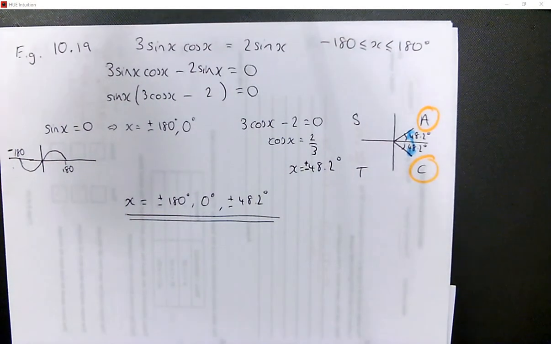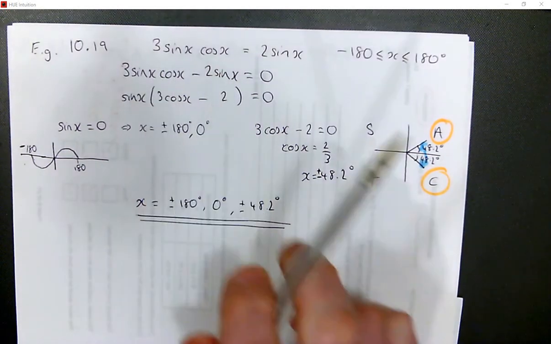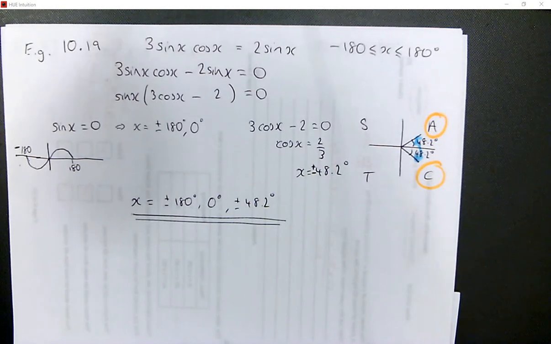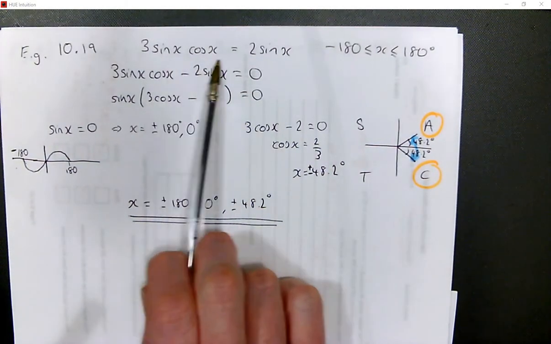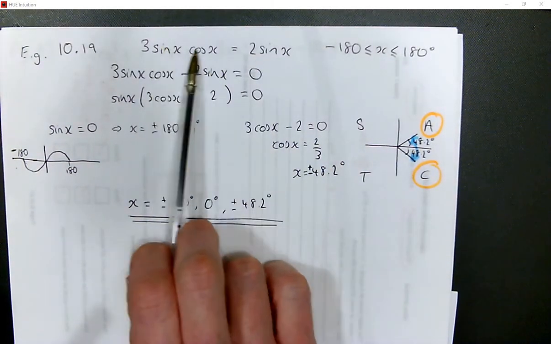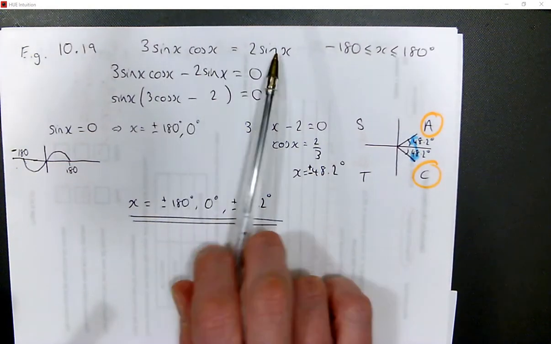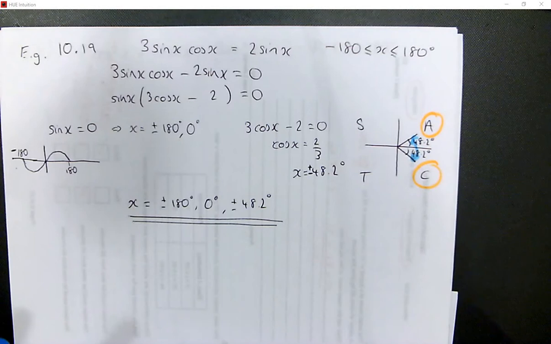Okay, so even though we've got sines and coses there, we haven't needed to use any identities. This one, you need to watch out. If it looks like you can divide by one of the terms, if there's a common factor, move it to one side and factorise.